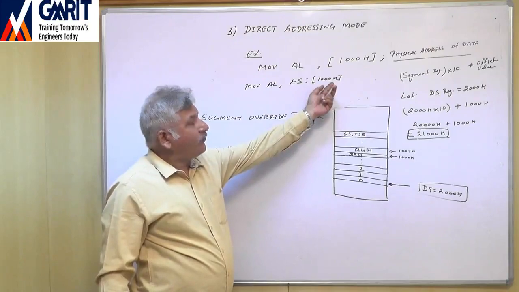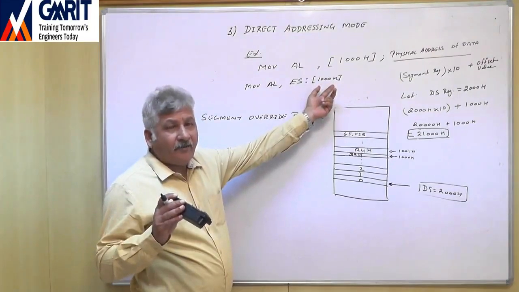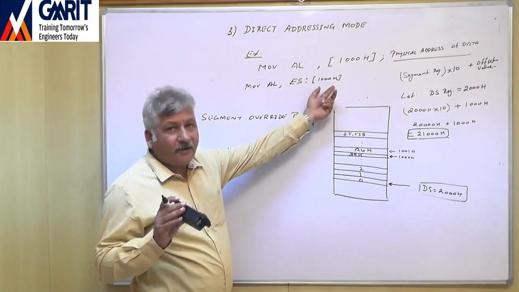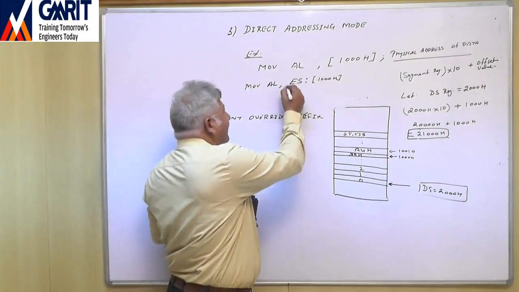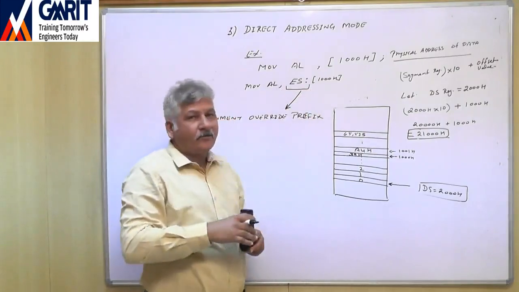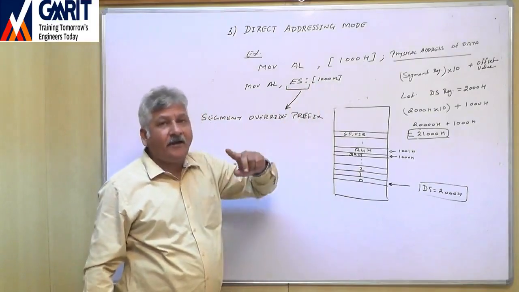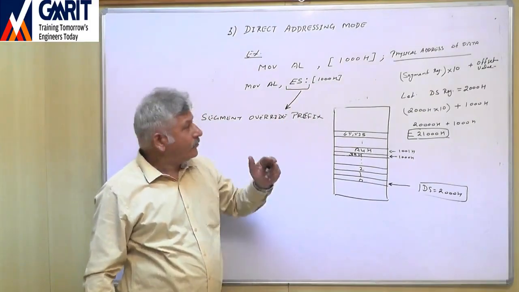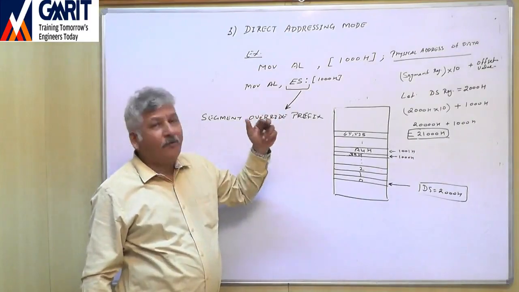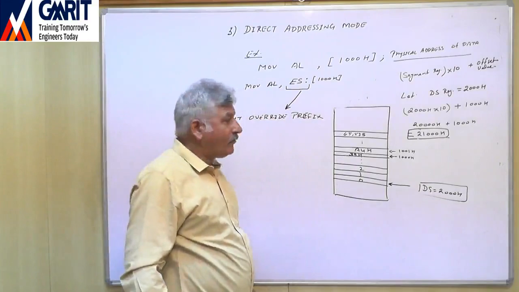But in this particular case, the segment from where data will be moved will not be the data segment, because we have used a segment override prefix. So this is the segment override prefix. So with this what will happen? Now this is the offset address in the extra segment, right? So data will be moved from the extra segment. So in this way we can use a segment override prefix.